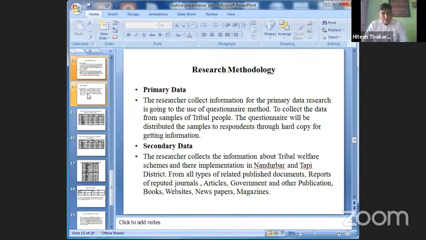And secondary data, the researcher collects the information about the tribal welfare schemes and their implementation in Nandurbar and Tapi district from all type of related published documents, reports of reputed journals, articles, government and other publications, books, websites, newspapers, and magazines also.